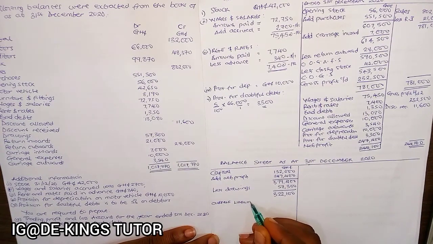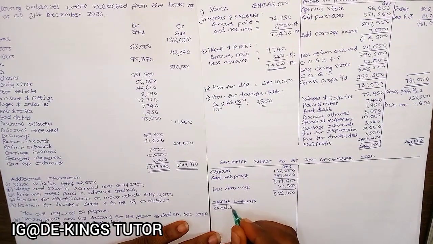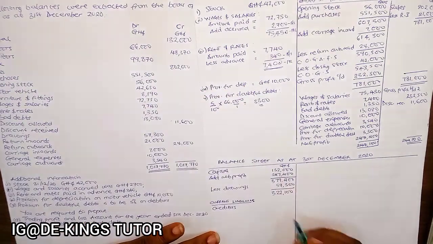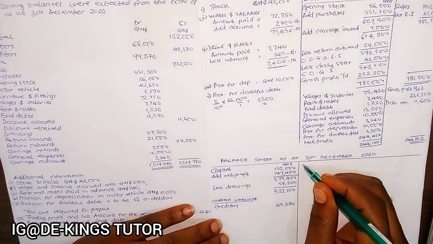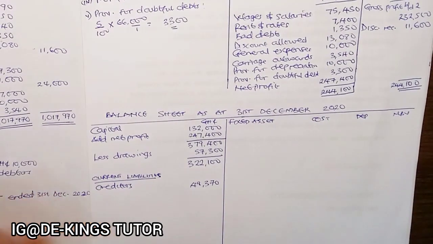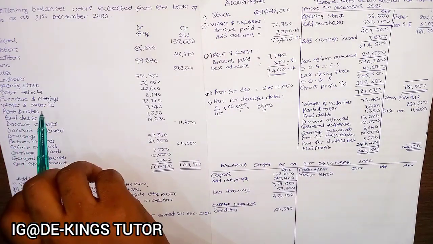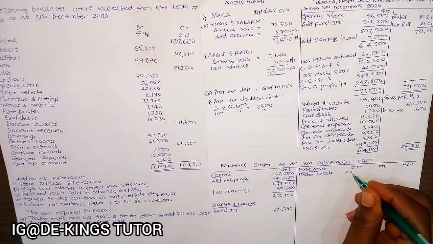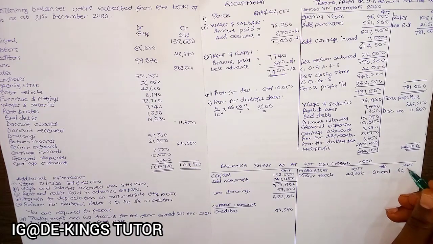We'll now start with our current liabilities. We have our creditors. Creditors here is 48,370. Okay, let's put our right-hand side. We'll have our fixed assets here. Then we'll have cost, depreciation and net book value. So the fixed asset we can see here, motor vehicle, 42,650. And depreciation: provision for depreciation of motor vehicle is 10,000. So it will now be 32,650.